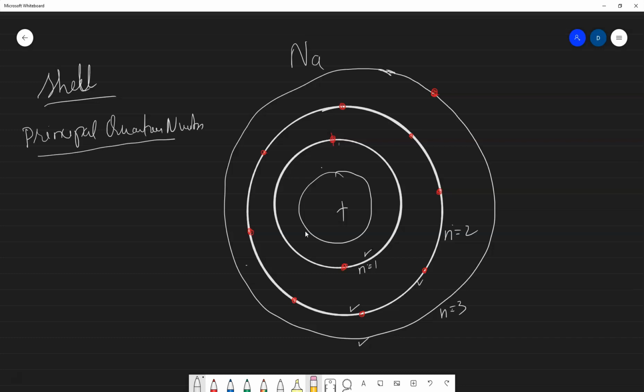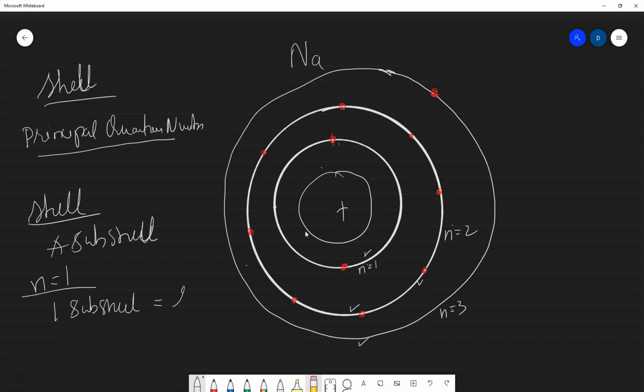Now you need to understand what this shell is made of. Every shell is made of subshells. This is where you will come across SPDF. So shells are made of subshells. Take for example the very first shell, the shell n equal to 1. This main shell has got one subshell, and the name of the subshell is S. It is the S subshell.